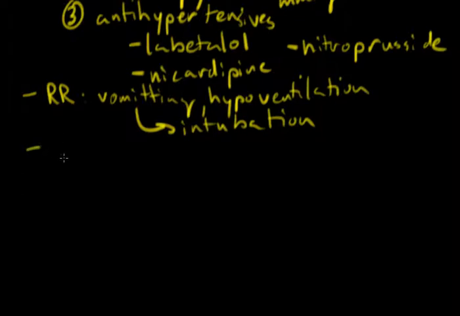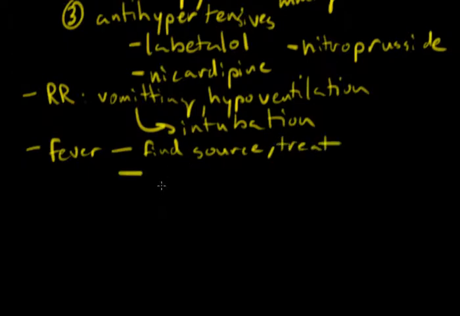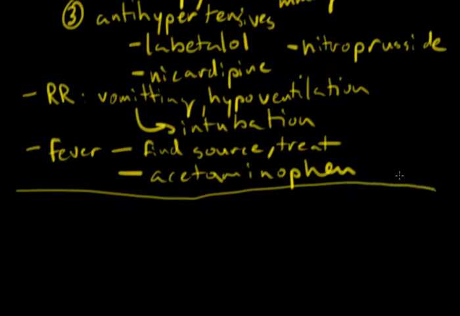Another vital sign, temperature, is something you may want to get under control. If there's a fever, for example, strokes could be due to some infections. So you want to find the source. If it is an infection, find the source and then treat it. Or you can just give acetaminophen. So that's it for stabilizing vitals.